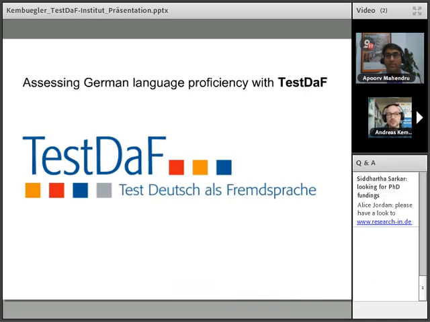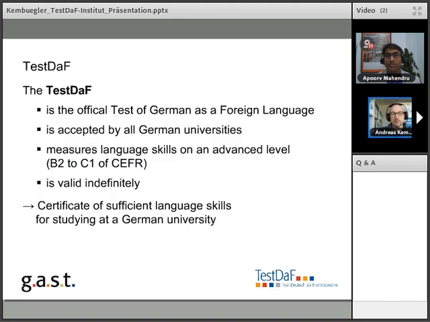The test Deutsch als Fremdsprache. In English, it's called Test of German as a Foreign Language. It's a test on an advanced level. It's the level that is required by the German universities. It's a level that is required to succeed in the studies, and that's on the level B2 to C1 of the Common European Framework of Languages.